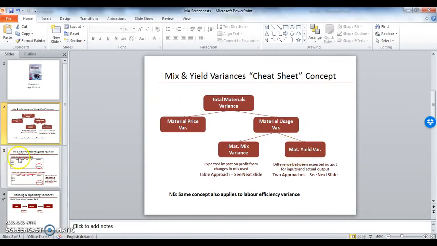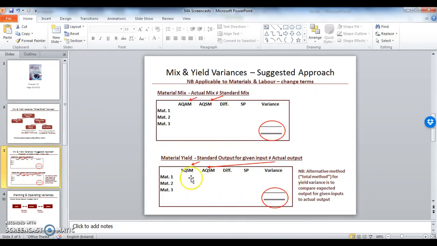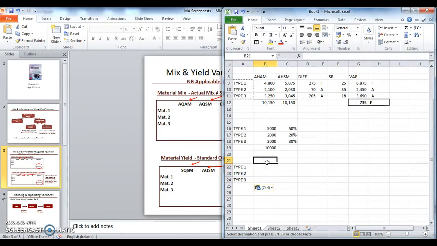So this is material yield, same principle. We're now looking at this table here. SQ or SH, standard hours, standard mix, actual hours, standard mix. So we have here, in terms of SHSM, AHSM, the difference, we'll leave that, standard rate, and the variance. And again, similar approach to before. What's the standard hours, standard mix?